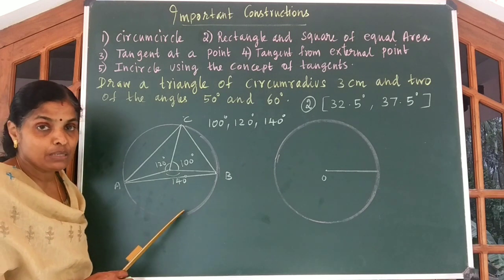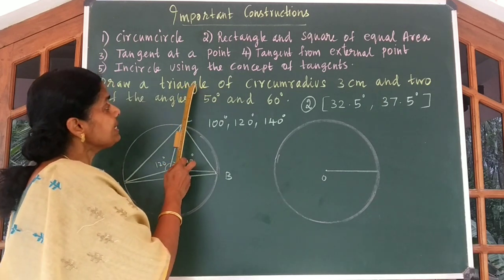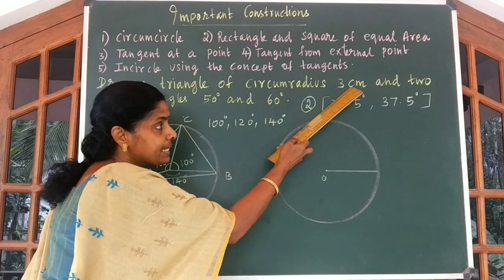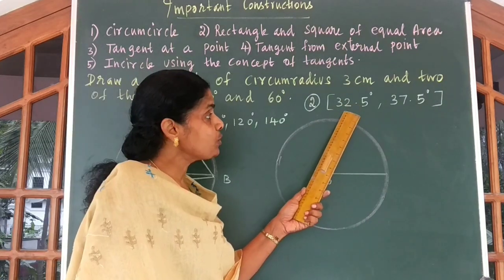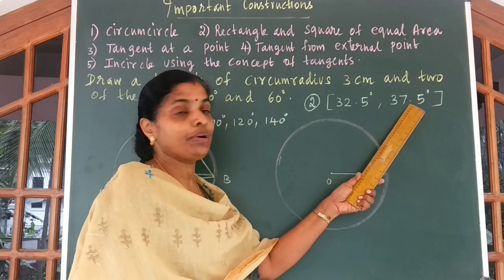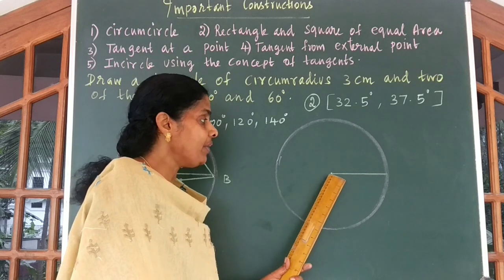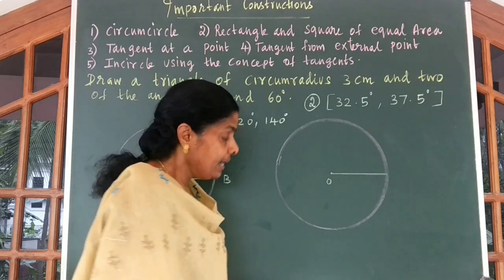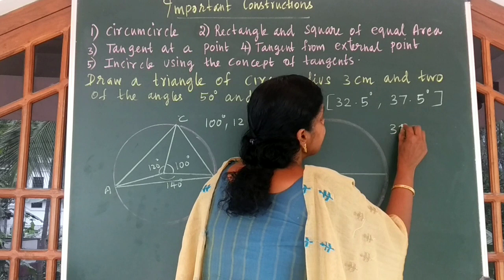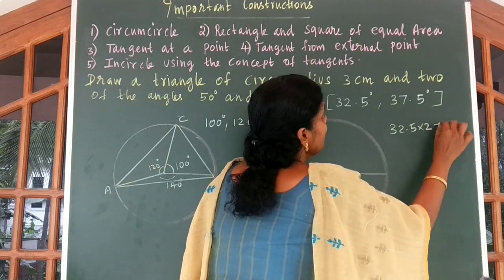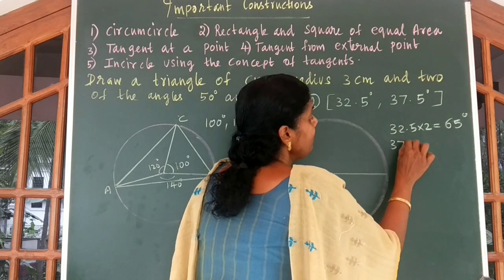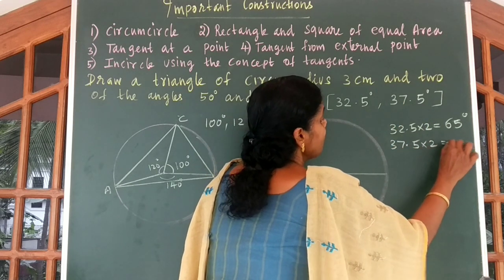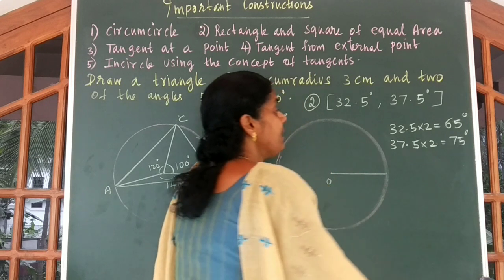Okay, a similar question. Draw a triangle of circumradius 3 cm and 2 of its angles 32.5 and 37.5. For drawing it, draw a circle, draw a radius. Now take double of 32.5, you get 65 degree. Take the double of 37.5, you get 75 degree.